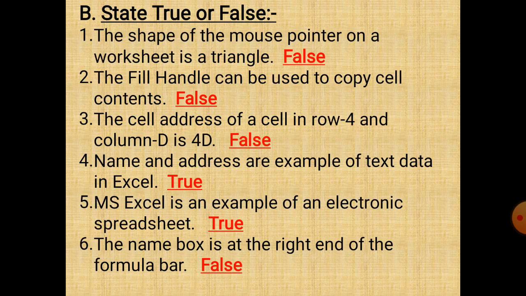Name and address are example of text data in Excel. Yes, because name also contains alphabets, address also contain alphabets as well as number, but we never use it for the calculation. That's why it can be considered as text data only. So this statement is true. Number 5. MS Excel is an example of an electronic spreadsheet. Very true, beta, because you all know that Microsoft Excel is a electronic spreadsheet.